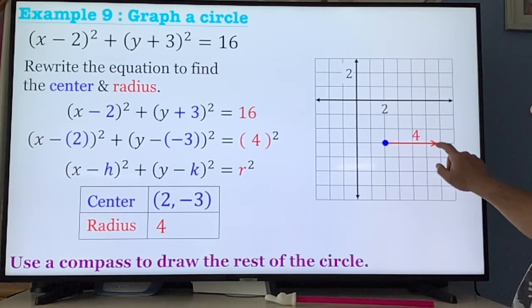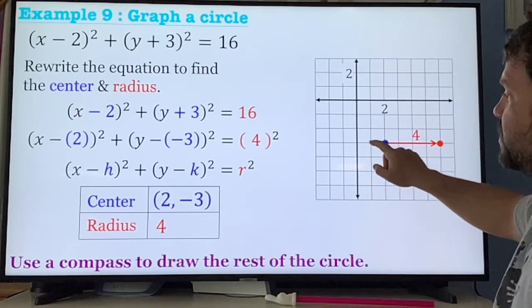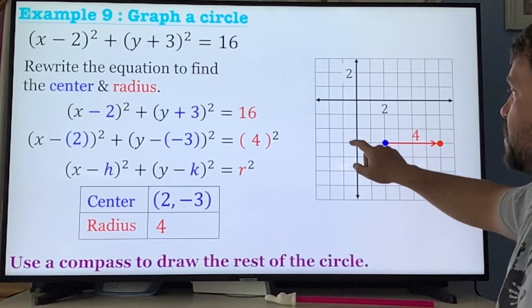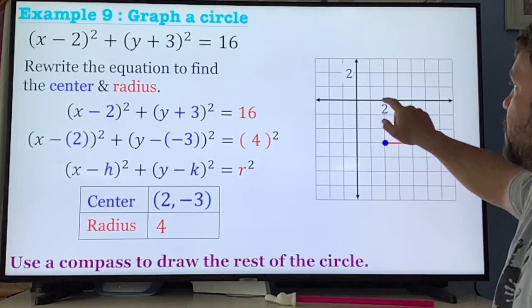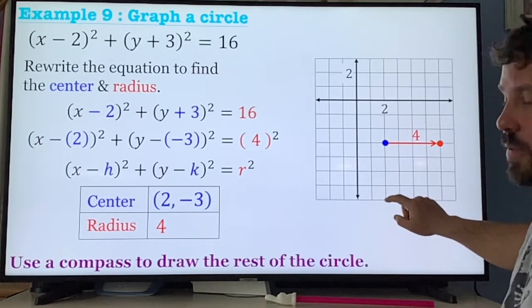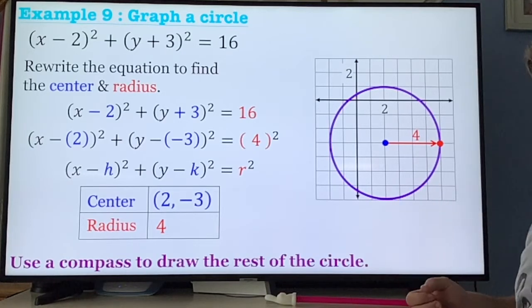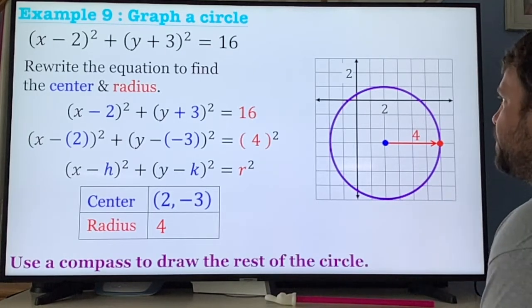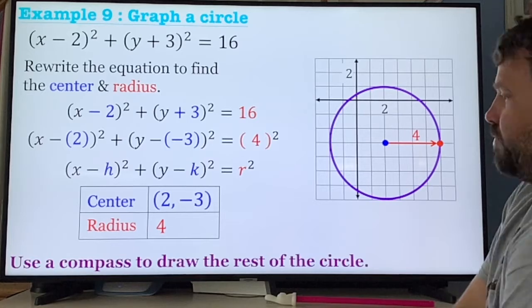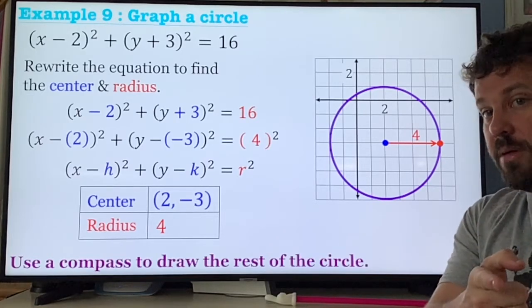So I count 1, 2, 3, 4 to the right, put a point. I usually do it in all four directions. 1, 2, 3, 4, put a point. If I don't have a compass, I draw my circle. Look at that. I did that with my finger. Pretty impressive, right? Good? Let's try some more.